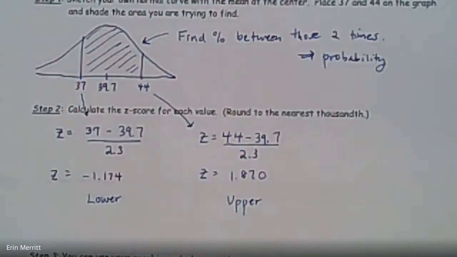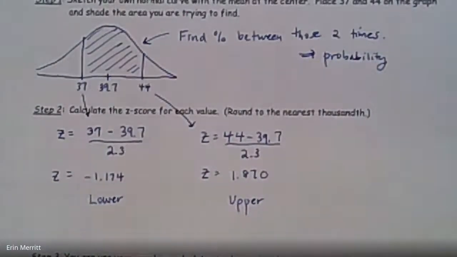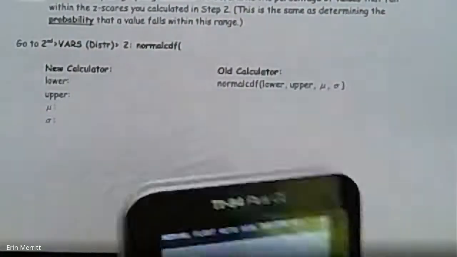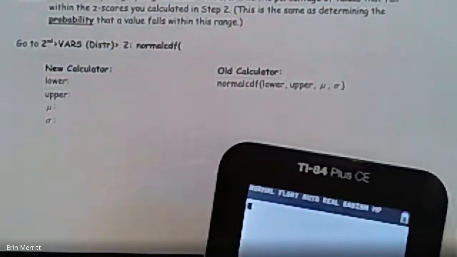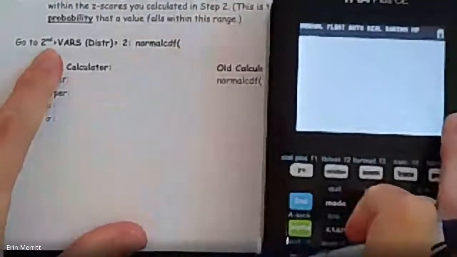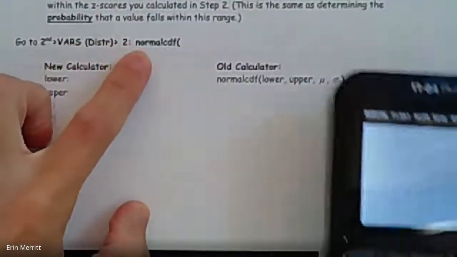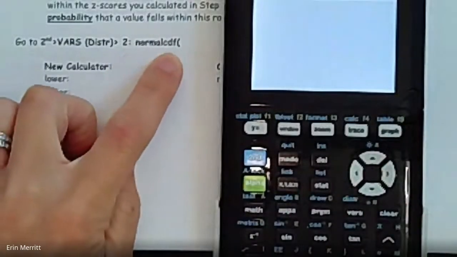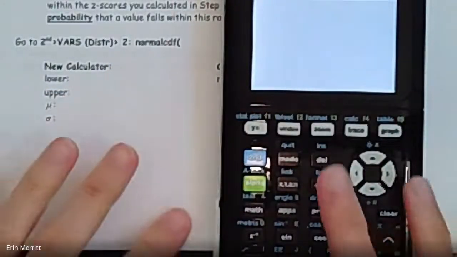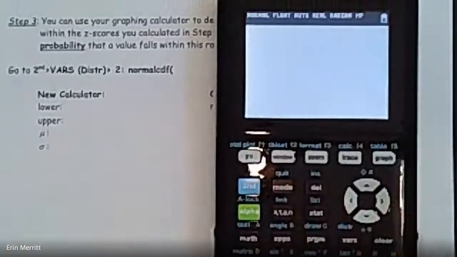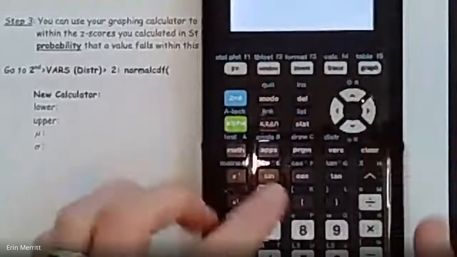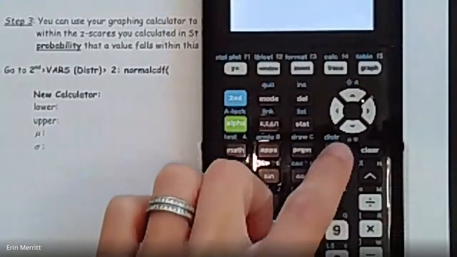All right. So on your graphing calculator, I'm going to slide this up and I'll show you as I go. It says determine the values that fall in between them. And so what we're going to do is go to second, VARS, and then normal CDF, because that's what this is. It's a normal curve. The CDF stands for cumulative density function. Don't worry too much about that, but go to second, and then VARS is right there. So second, VARS.